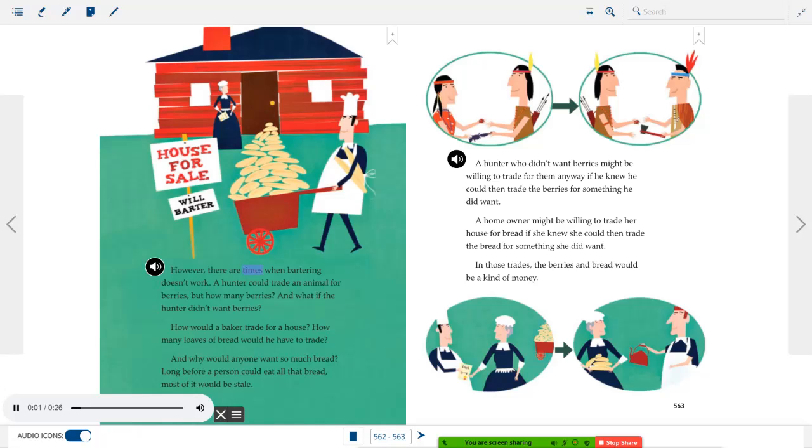However, there are times when bartering doesn't work. A hunter could trade an animal for berries, but how many berries? And what if the hunter didn't want berries? How would a baker trade for a house? How many loaves of bread would he have to trade? And why would anyone want so much bread? Long before a person could eat all that bread, most of it would be stale.